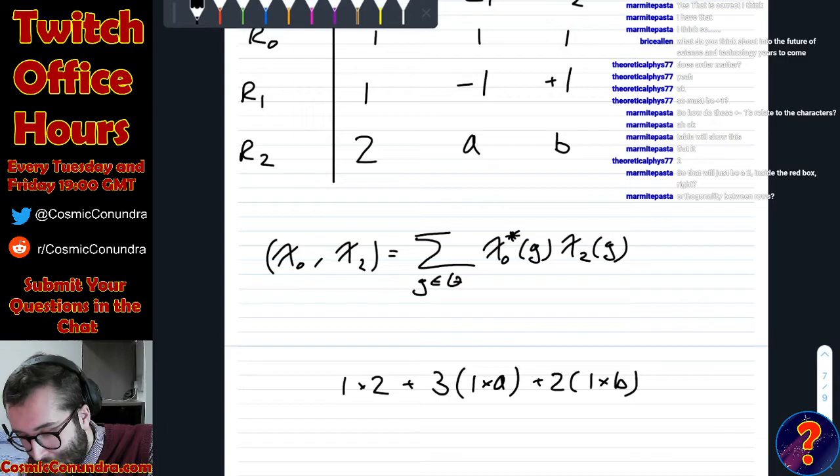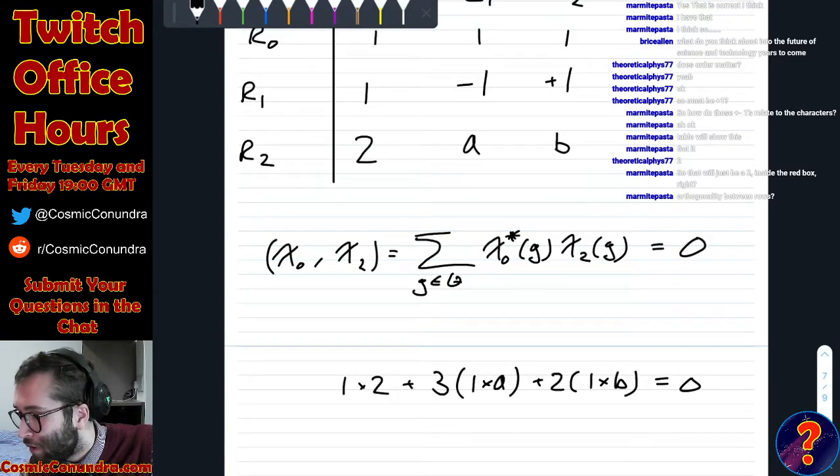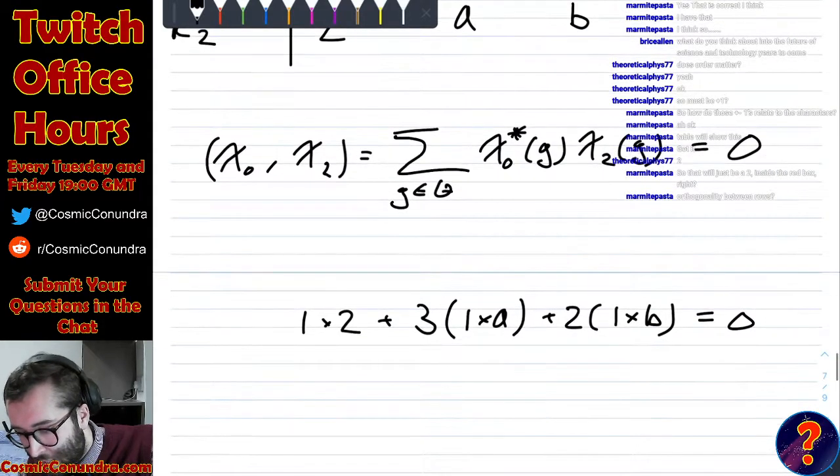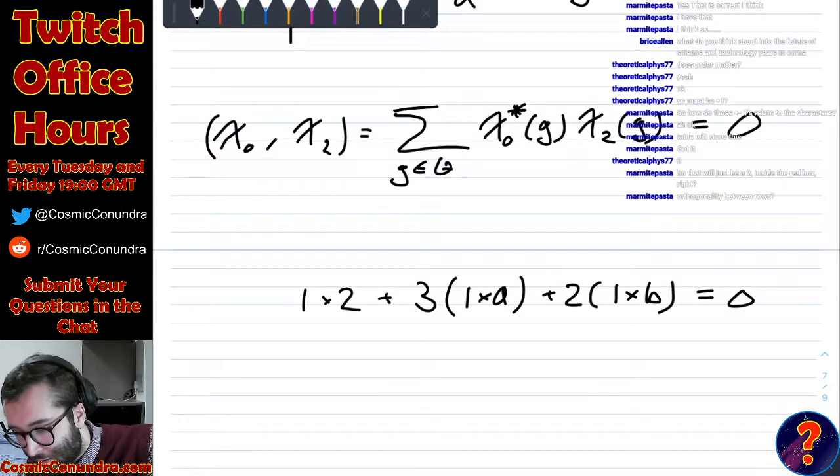Okay, and that should be 0, because these rows are orthogonal. The inner product of these characters, they form an orthogonal space. So that gives us one equation linking A and B, which we can rewrite as 3A plus 2B equals minus 2.